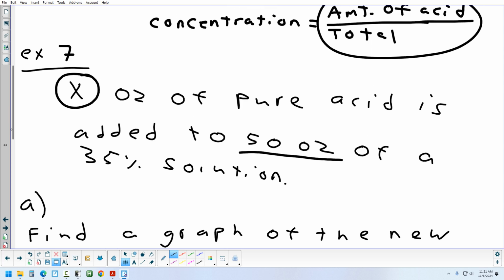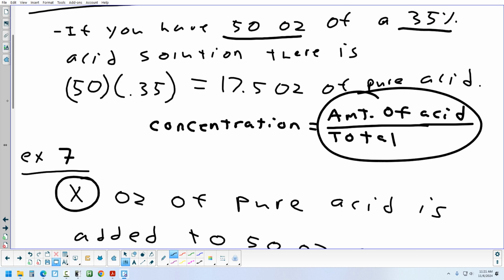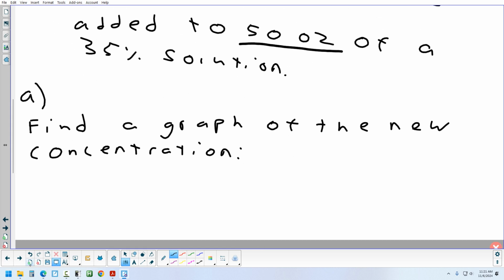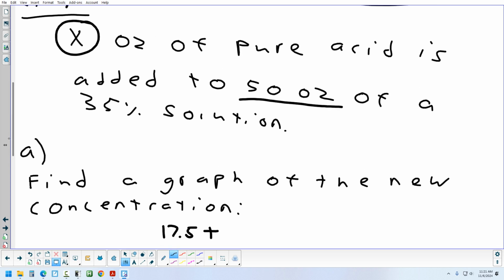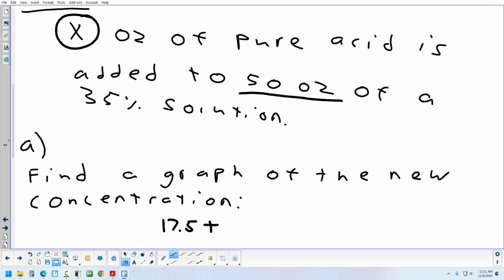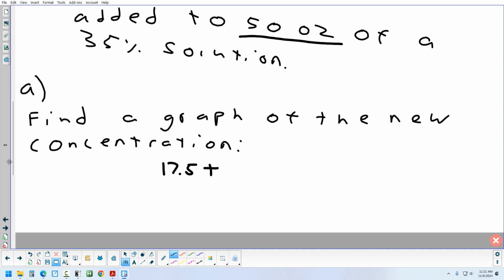Right, and we already did that earlier. So we know we are starting with 17.5 ounces. Plus, we're going to add some acid to that. How much acid does it say we're going to pour into the mixture we already have? X ounces. So whatever we had before, we are adding that much more.